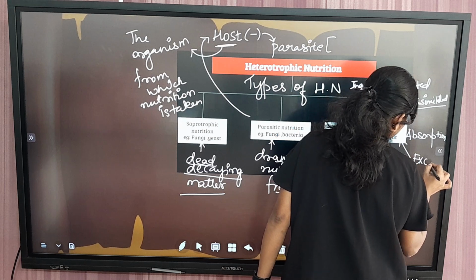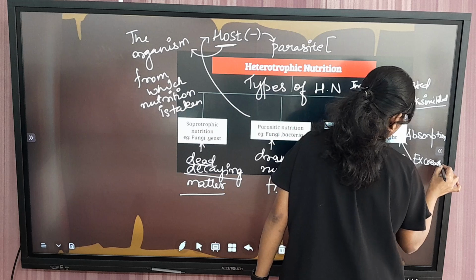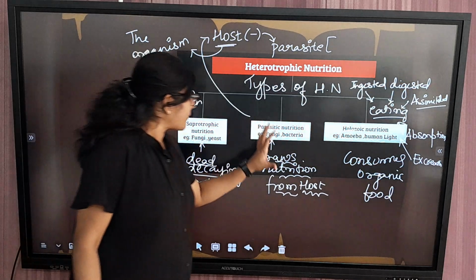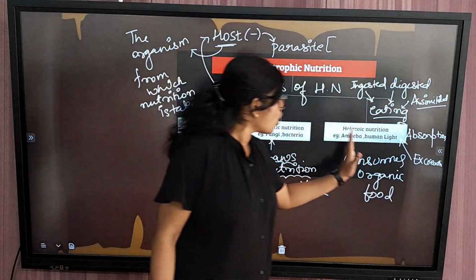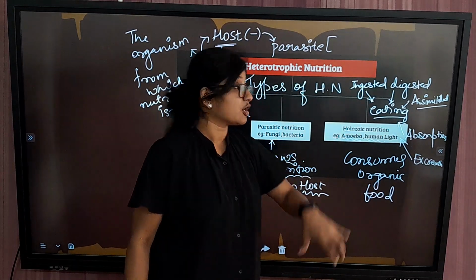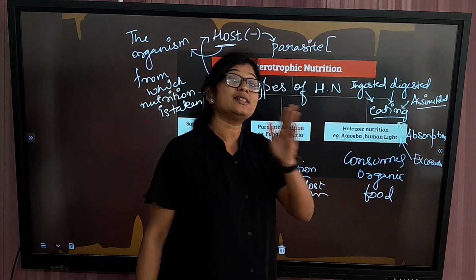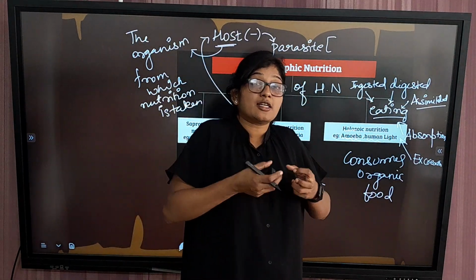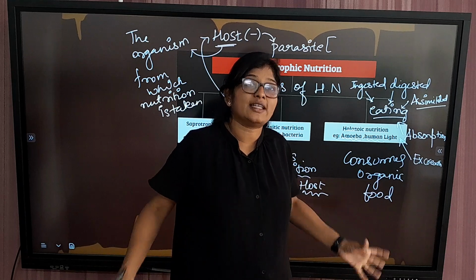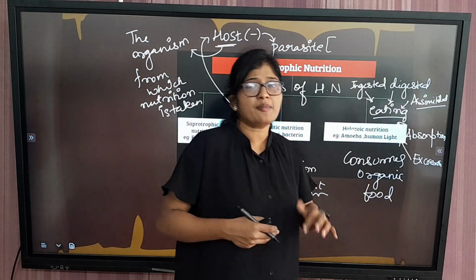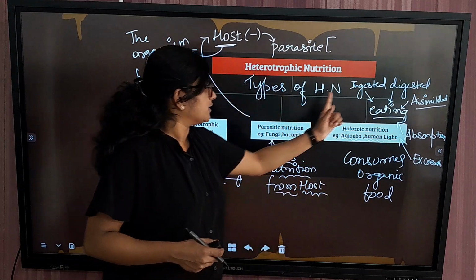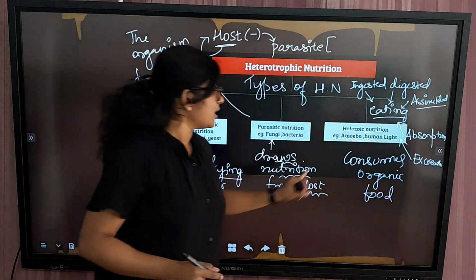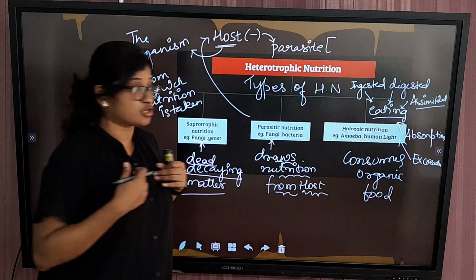It may look clumsy here, but I'll write it again in a flow chart, but please make a note. Saprophytic: dead and decaying matter. Parasitic: draws nutrition from host. Holozoic: eats the food. Now this food is processed in steps. It eats the food, then the food is digested, assimilated, transported, and then absorbed, and then excreted out. These are all the steps involved in holozoic nutrition. Example, amoeba and human beings also.